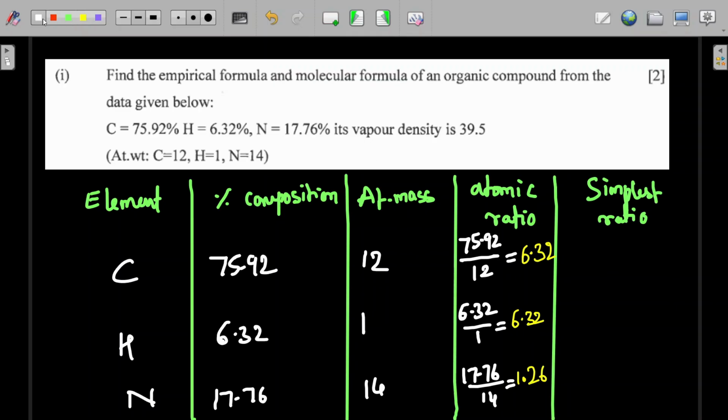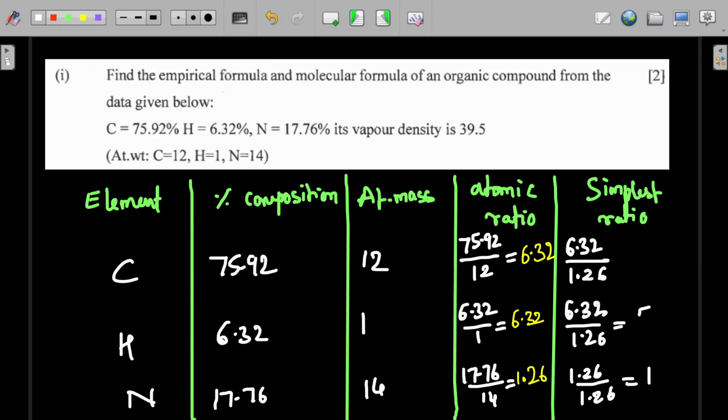Come to the simplest ratio. What we will do, out of the found atomic ratios, take the smallest one and divide the remaining atomic ratios by that. So here it is 6.32. Out of these three, 1.26 is the smallest, so divide by 1.26. Same thing you do here, 1.26. Here also same thing, 1.26 by 1.26. This is 5, this is 5, this is 1.